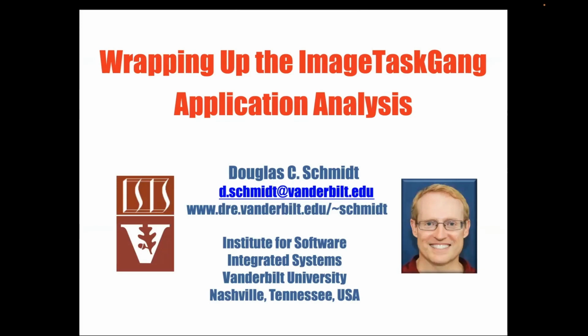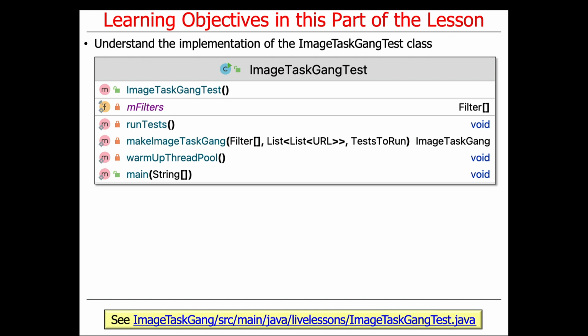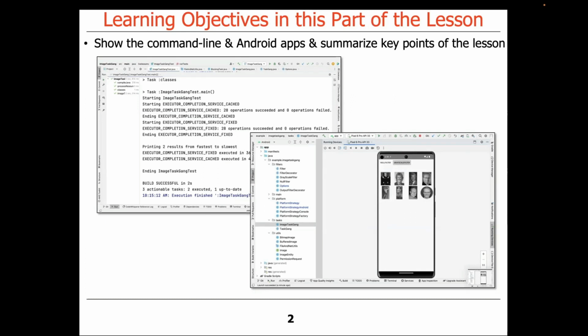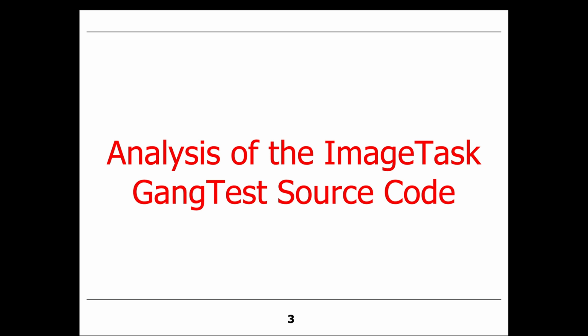So what we're going to do now is wrap up this series by talking about how the ImageTaskGang application works. I'm going to show you the main test driver program. I'm going to run it using both the command line version and the Android version, just for kicks. First, let's take a look at how the overall application test program is designed, and then we will go and run that program.